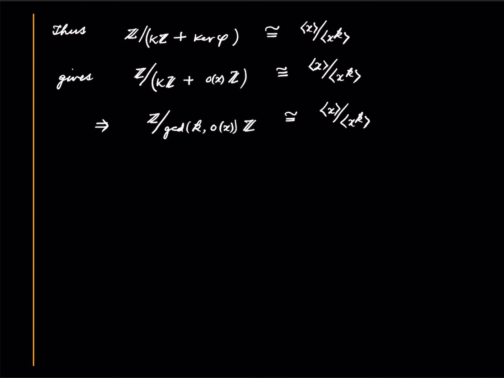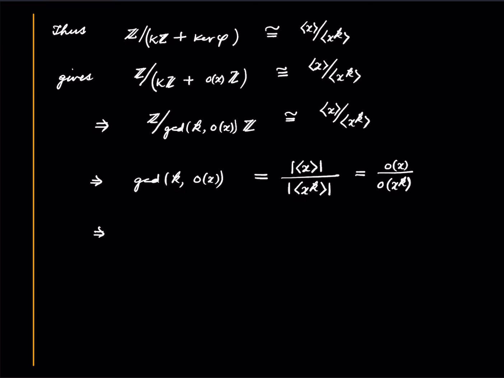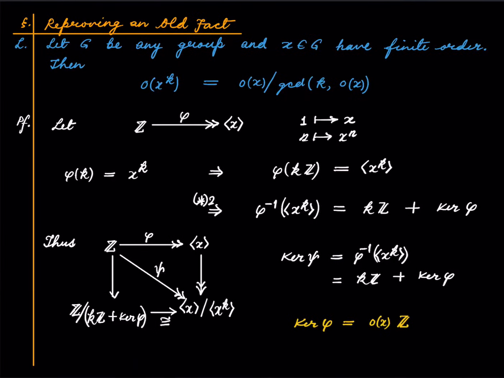And now we can just compare sizes. The size of the left-hand side is GCD(k, order x). This is the size. GCD(k, order x) is the size of the left-hand side. And the size of the right-hand side is, well, let me not skip a step, order x divided by order x to the k, which implies order x to the k is order x divided by GCD(k, order x). And this is what we wanted to show. So very nice application of this isomorphism theorem machinery.